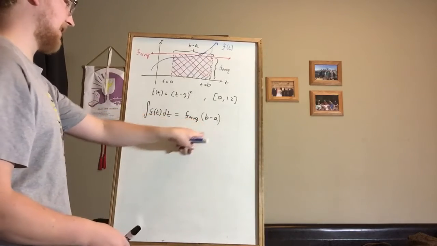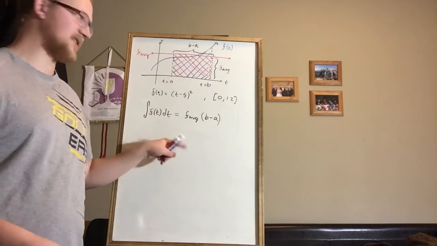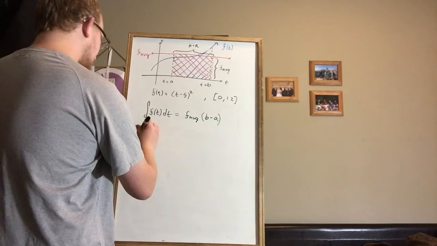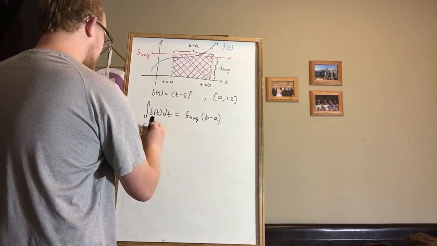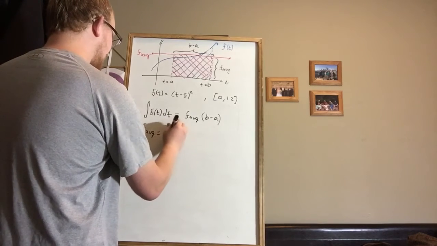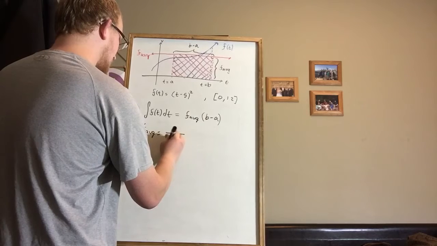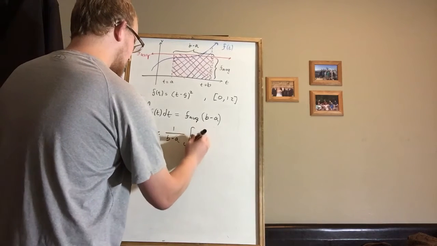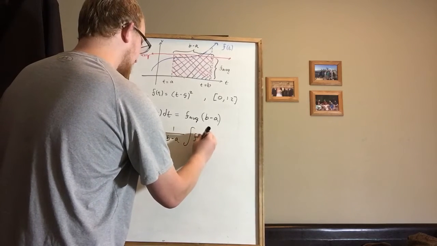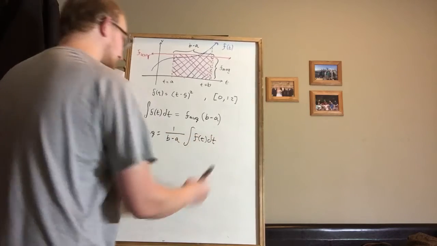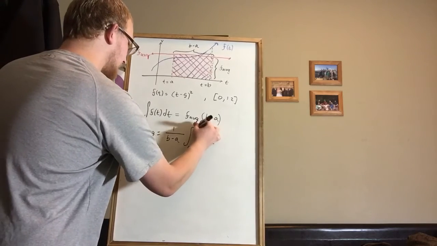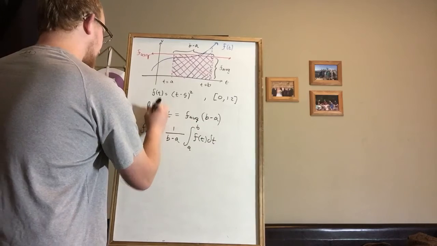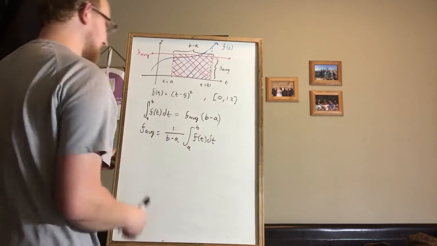So we're going to go ahead and divide by b minus a over here because we want to solve for f average. So with that, we find the formula that f average equals 1 over b minus a, times the integral of f(t) dt from a to b. So we're integrating from a to b and the rectangle is from a to b as well.